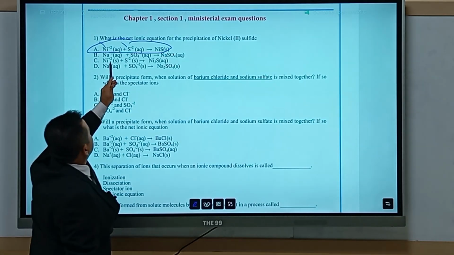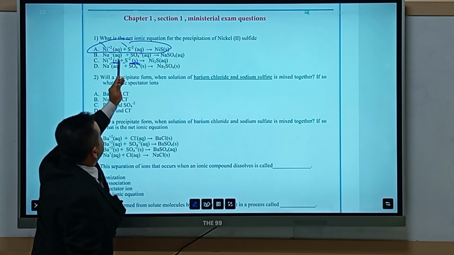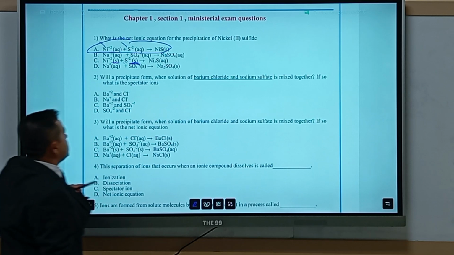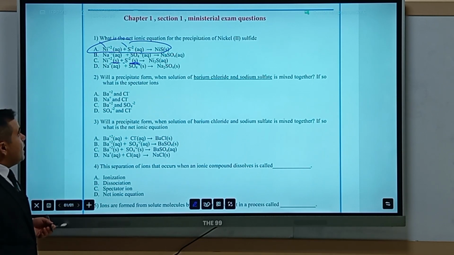But why is the other one not correct, with the ions in the reactant? Because it's solid in the reactant. The ions must be aqueous. And the other ones are incorrect because they include other ions which are not in nickel sulfide.